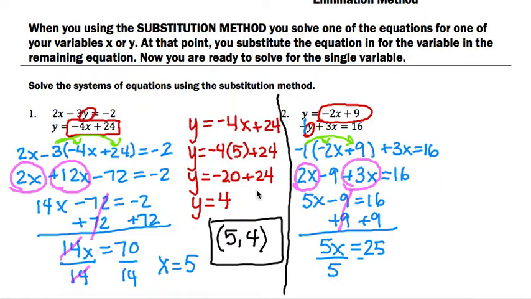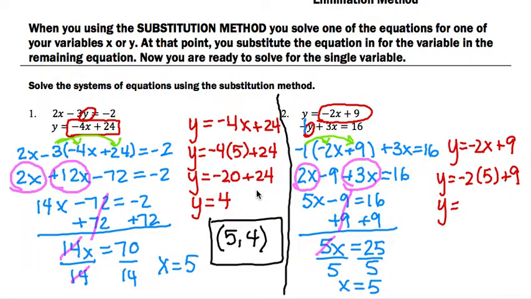And then when I divide by 5 on both sides, these 5s cancel out, and I find out that x is equal to 5. So now, just like in the last one, I'm going to take that value and substitute it back into one of the two original equations. So if I choose the top one, which was y equals negative 2x plus 9, I now know that x is equal to 5. So y equals negative 2 times 5 plus 9.